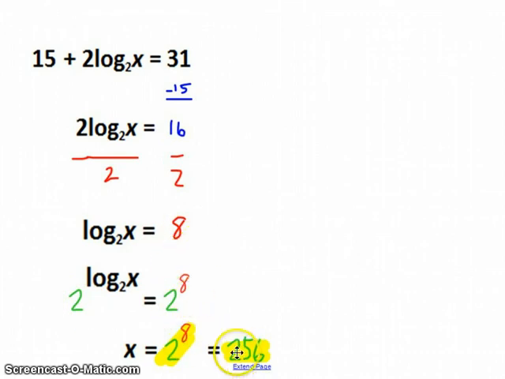And 2 to the 8th power turns out to be either, well, you can call it 2 to the 8th if you want, or 256. Either way is fine with me. Both of those are good answers.